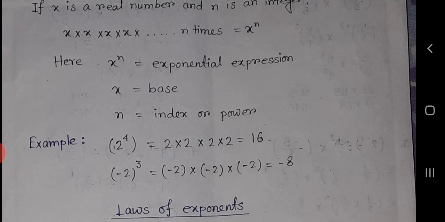Take another example, minus 2 whole to the power 3. That means we shall multiply minus 2 with itself 3 times. Minus 2 into minus 2 into minus 2, and we shall get the result minus 8.